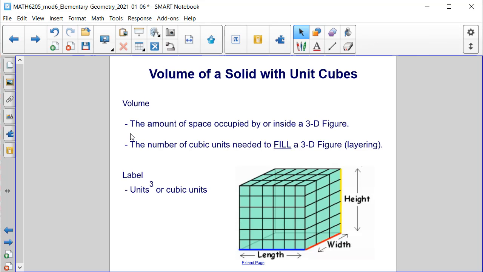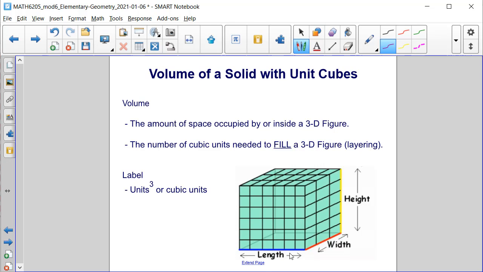So the volume is the amount of space occupied by or inside of a three-dimensional figure. Volume is also the number of cubic units needed to fill a three-dimensional figure. Layering is an example. The unit of measurement for labeling final answers involving volume are units to the third power, or cubic units. Why is this true?